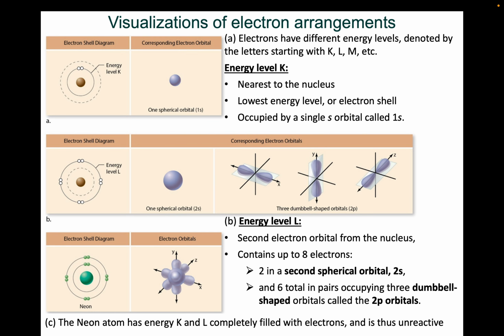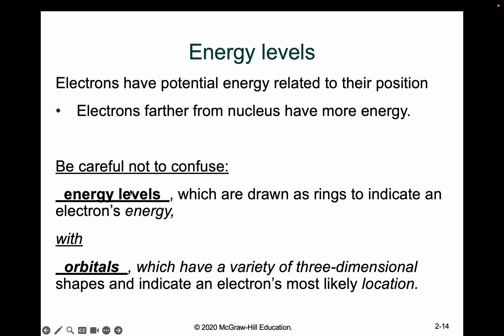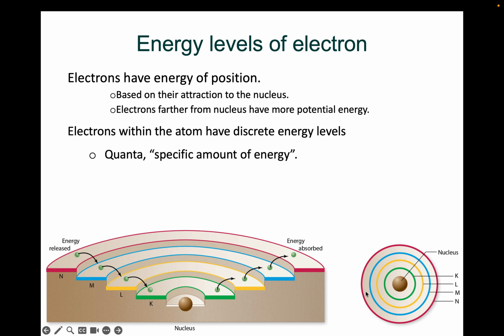Energy levels are again how much energy, the quanta, the amount of energy that electron has. And it tells you a bit the distance. If it's the K, it's closer to the nucleus compared to the energy level L. Energy levels indicate the electron's energy. Orbitals are 3D shapes, and the electron's most likely location.